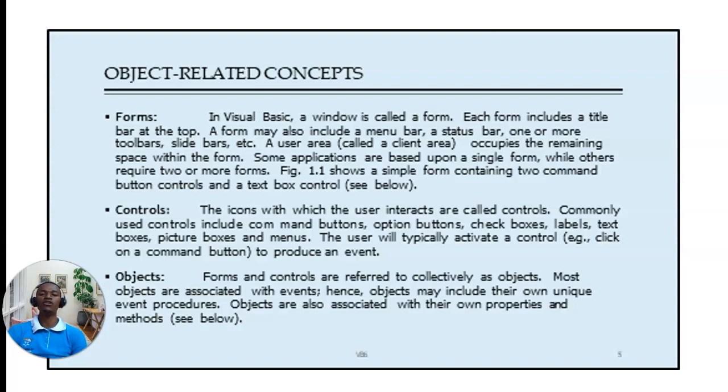We define terminology number three, which is an object. Forms and controls are referred to collectively as objects. Most objects are associated with events. Hence, objects may include their own unique event procedures. We shall look at these procedures later. They are also associated with their own properties and methods.